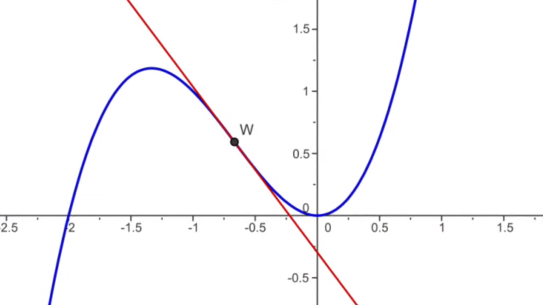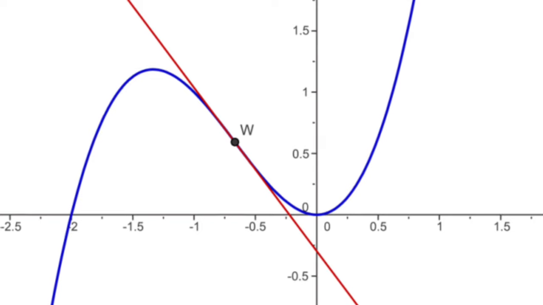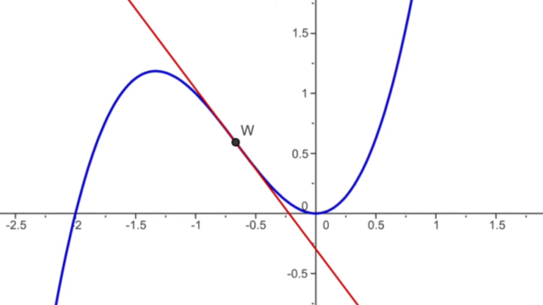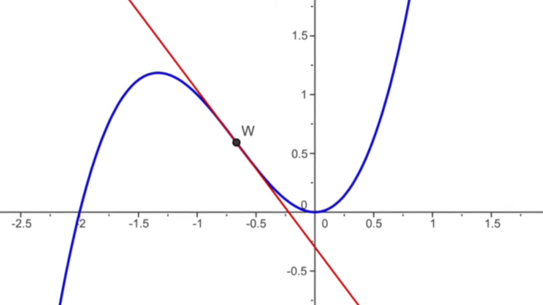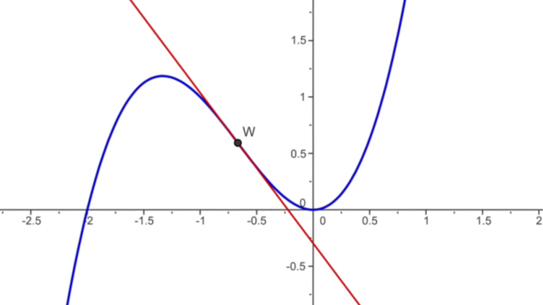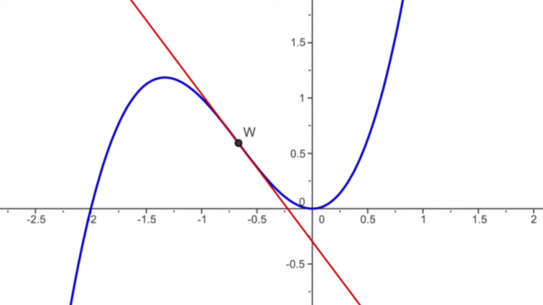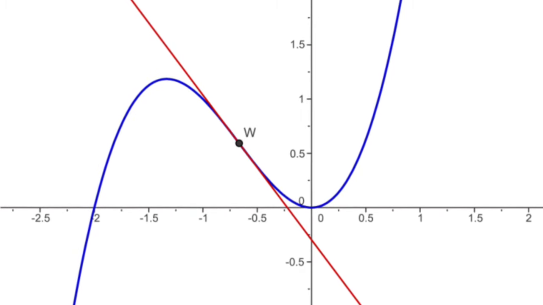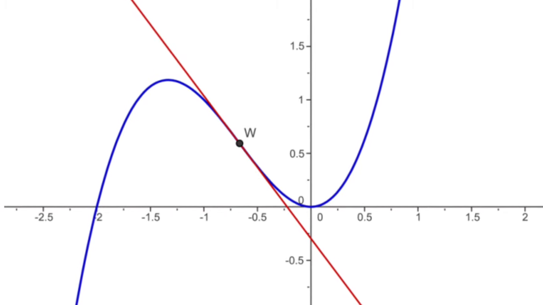Imagine a curve representing a function. The tangent line at a point on the curve gives its instantaneous slope, reflecting how it's changing precisely at that point. As we zoom in, the tangent aligns more closely with the curve.